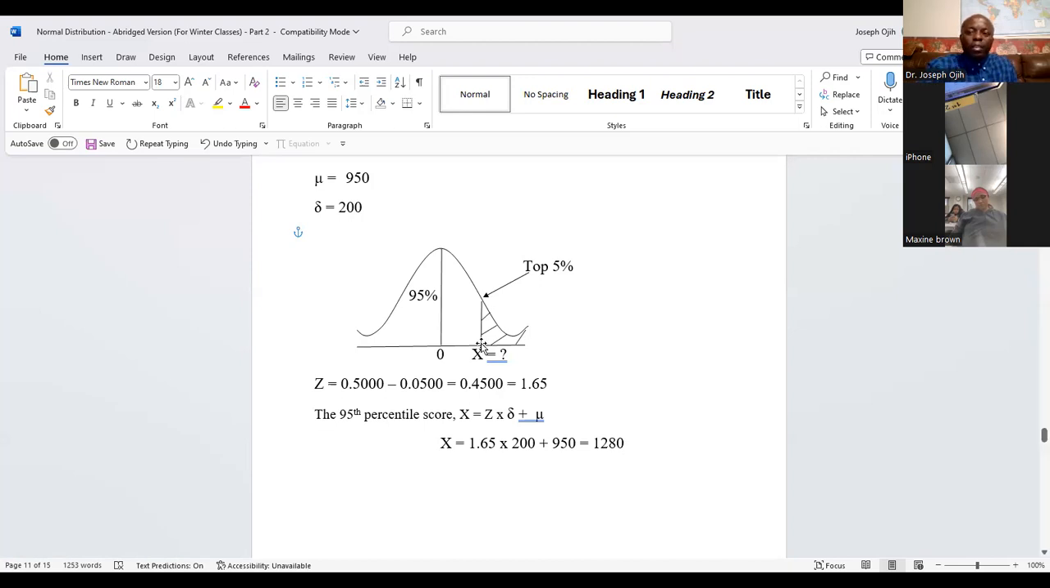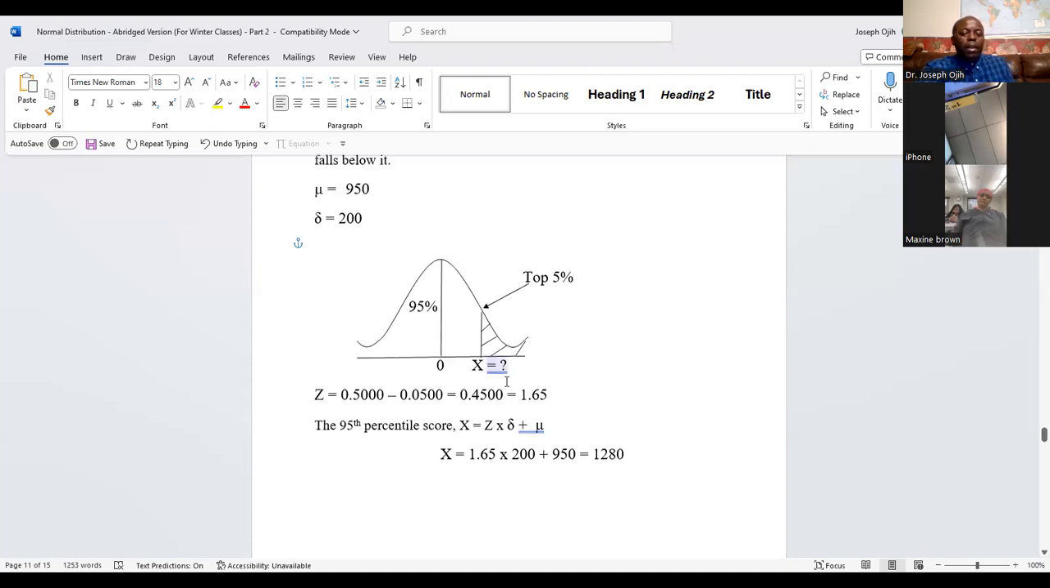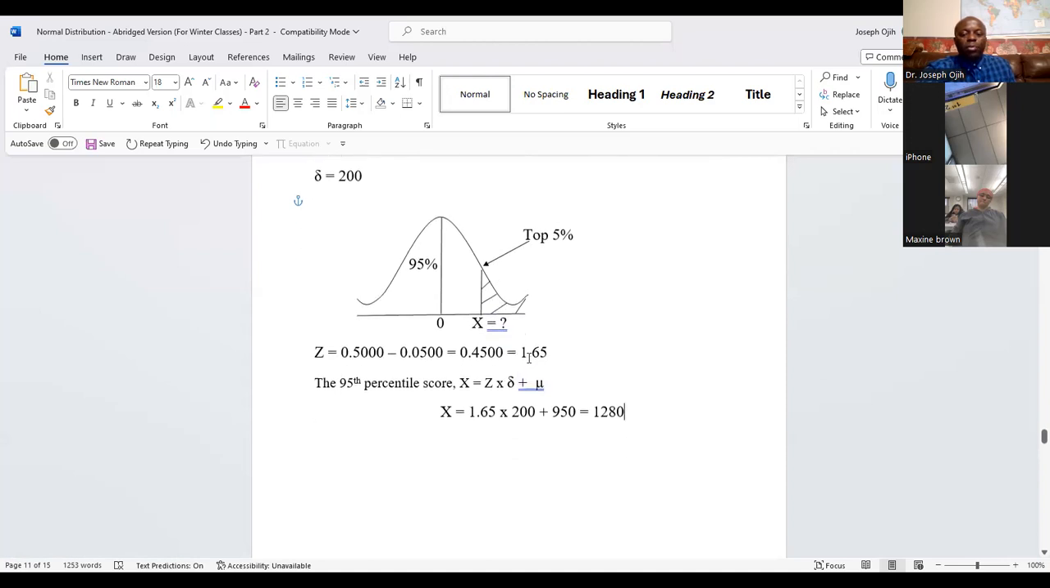Now, if you say the bottom 5%, that means you're gonna be on the left side. See? So in that case, when you get your Z, you have to make it a negative answer. Okay? And once you make it a negative answer, you plug it in here, and that will give you the bottom 5%. Any other questions?